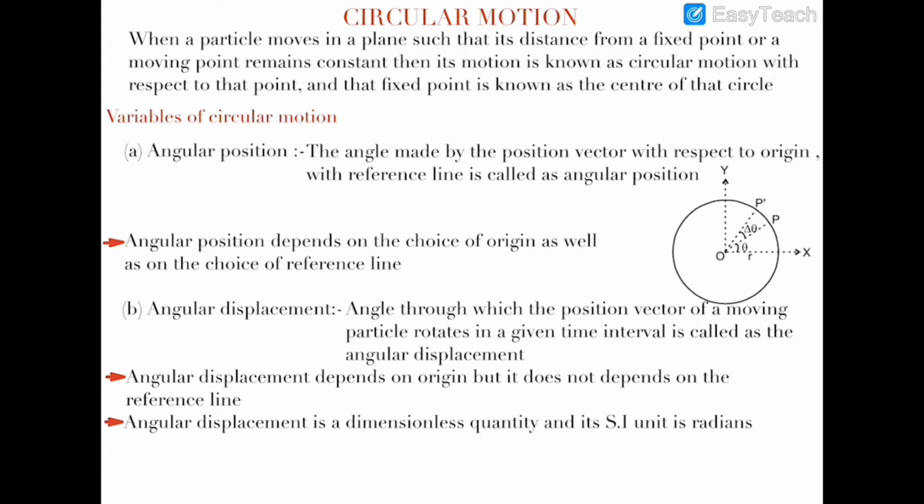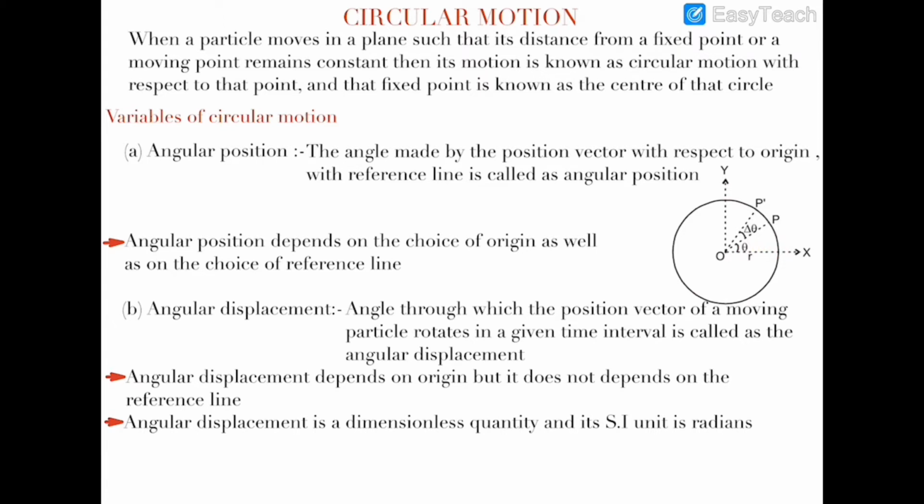So this is the basic definition of circular motion, and there are some variables of circular motion. The most primary and fundamental variable is angular position. Now what is angular position? It is the angle made by the position vector, with respect to the origin, with the reference line. If this x-axis is a reference line, and the particle P was initially at this point, then theta, the angular position, was 0.